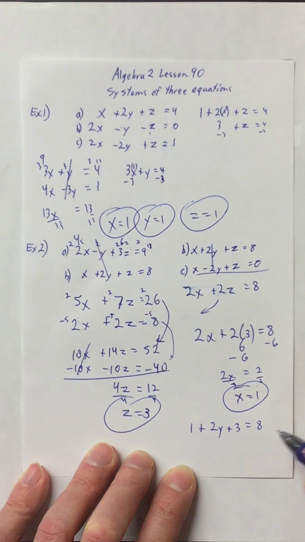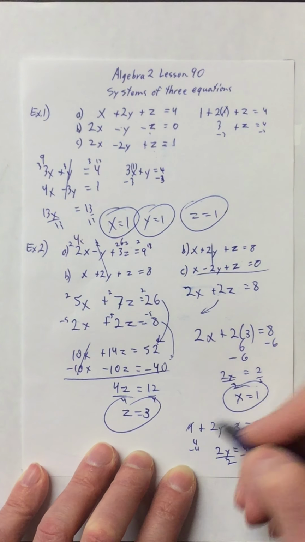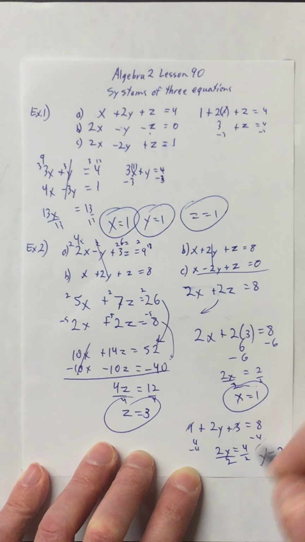So combine like terms, the 1 and the 3 can combine to be 4, and then subtract 4 from both sides. So I get 2y is equal to 4. Divide by 2, divide by 2. My y is equal to 2.